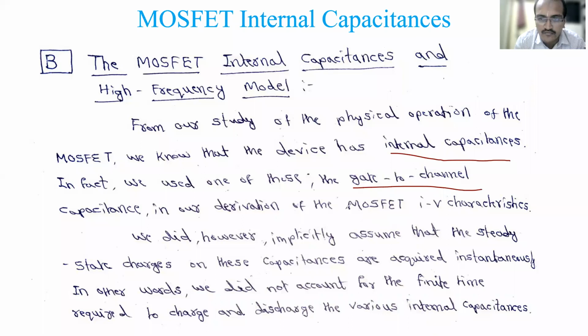In our derivation of the MOSFET IV characteristics, we derived ID equal to 1 by 2 Kn dash W by L, VGS minus VT whole square. In that we learnt about the gate to channel capacitance, COX. It is the capacitance of the oxide layer and the channel in the structure. That is the first capacitance we have considered.